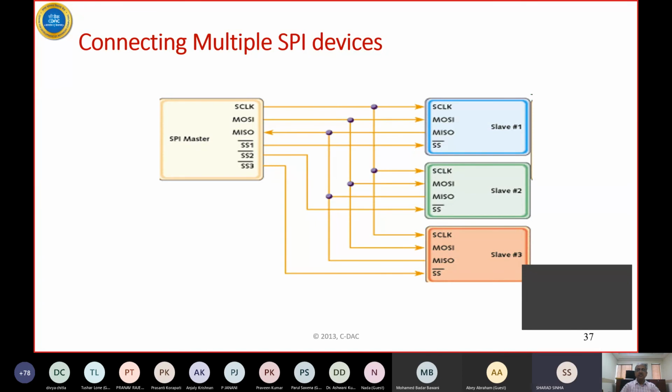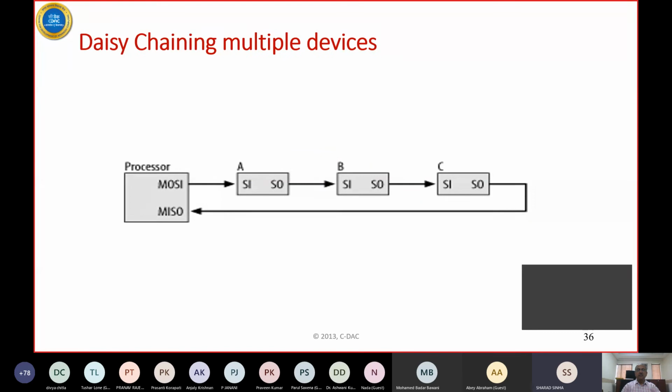Is the screen visible? Yes, it is visible and you are audible also. I hope this was the slide which was heard properly. So I will move over to the next slide.